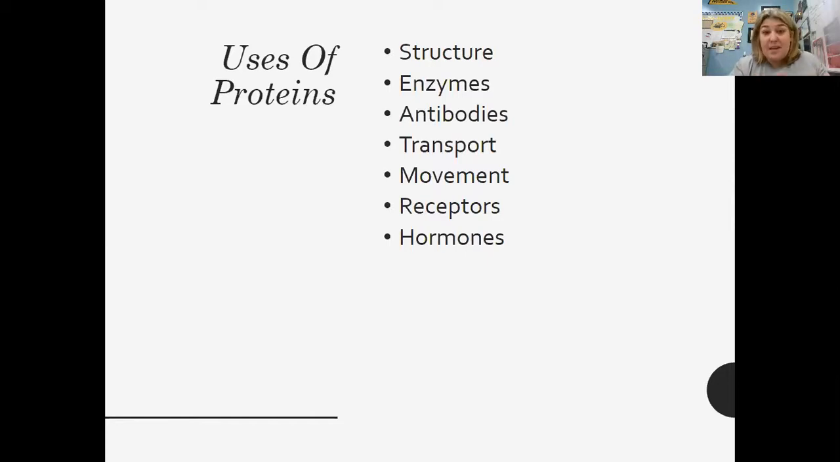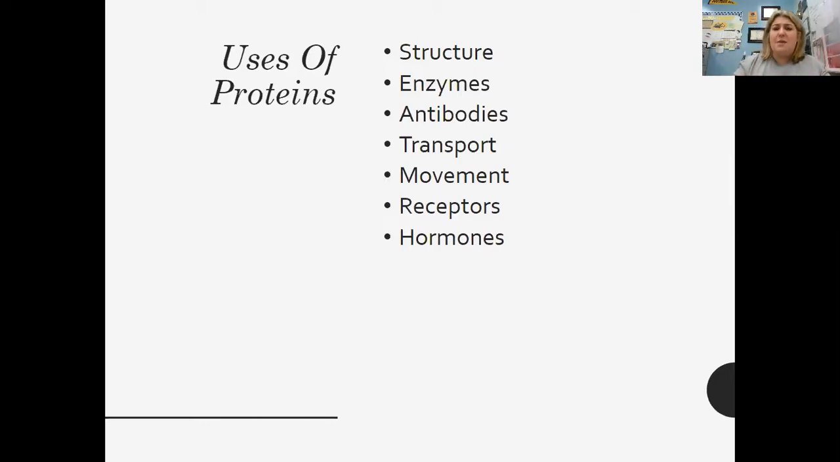They also are used as antibodies. Proteins serve as transport. We have membrane proteins that help to move things in and out of the cell. Proteins are used for movement. Cilia and flagella have protein dimers in there. There are receptors on our cells so that our cells can communicate with one another. And then also some of our hormones are proteins. So lots of different functions that proteins carry out for us.